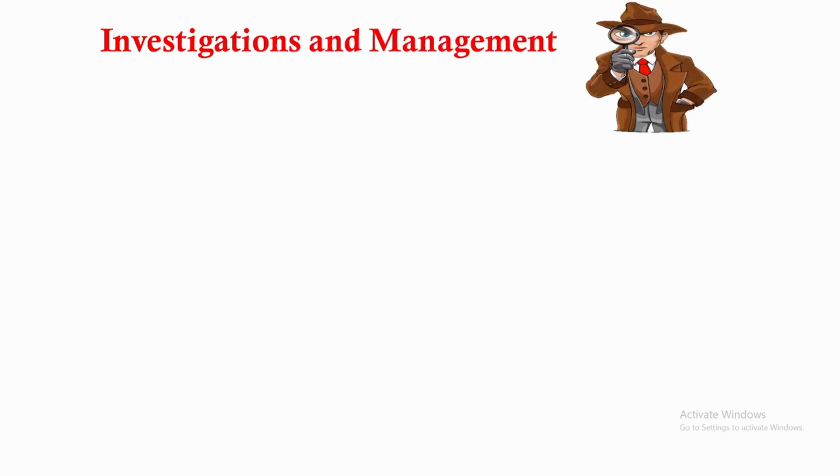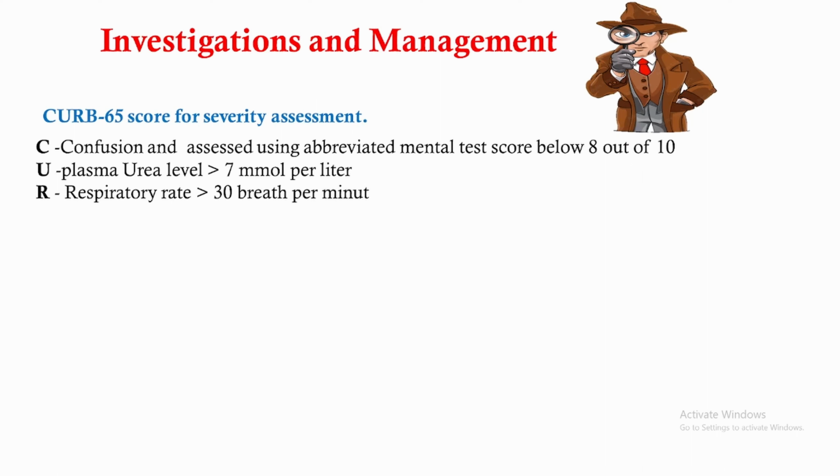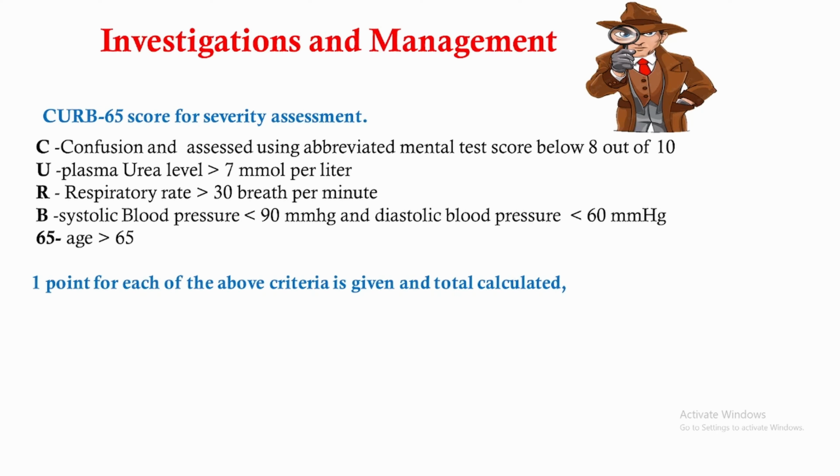Type and extent of investigations depend on the severity of the illness, and can be calculated with the help of the CURB-65 score. C is for confusion, assessed using an abbreviated mental test score below 8 out of 10. U is for plasma urea level more than 7 mmol per liter. R is for respiratory rate above 30 breaths per minute. B is for systolic blood pressure below 90 millimeters of mercury, or diastolic blood pressure below 60 millimeters of mercury. 65 means age above 65. One point for each of the above criteria is given, and the total calculated.